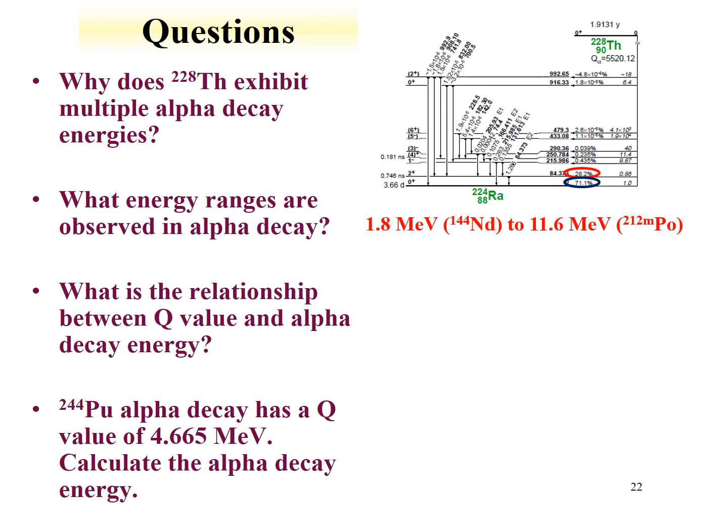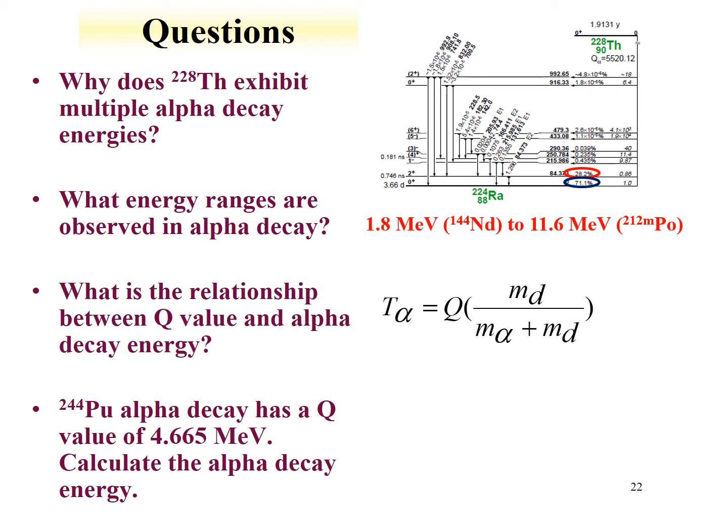What is the relationship between alpha decay energy and the Q value? Well, there's an equation. The Q value, that's the total energy of the decay, times the mass of the daughter divided by the mass of the daughter plus the mass of the alpha particle, is equal to the alpha decay energy. And this has to do with recoil. The daughter recoils one way and the alpha particle moves another way. So you can use this equation to use the Q value to determine an alpha decay energy.